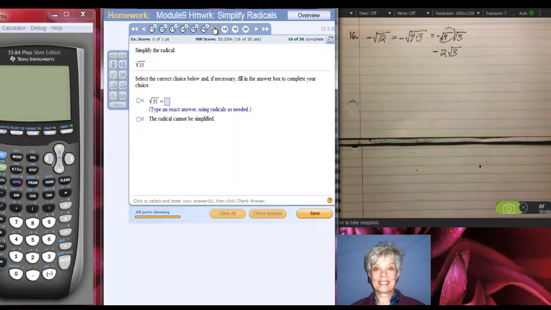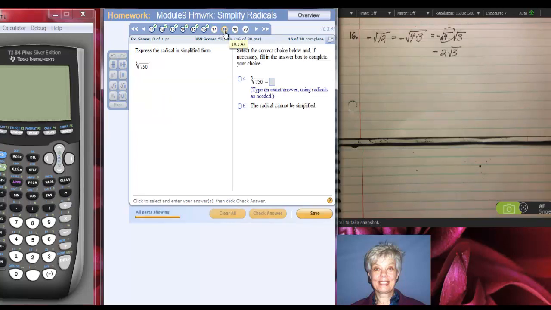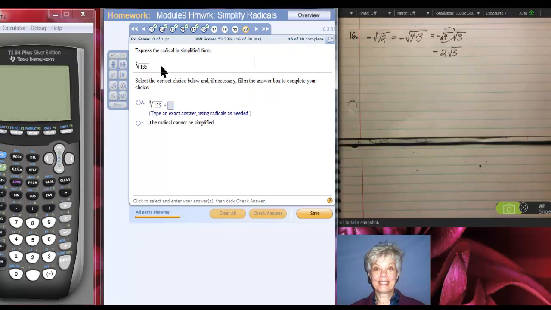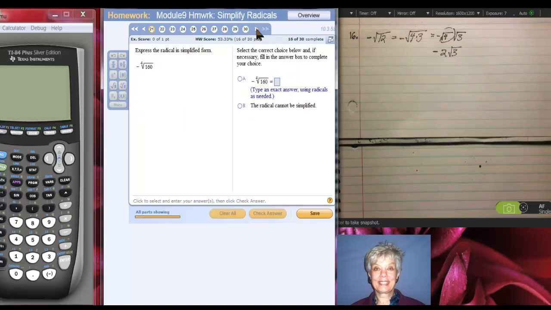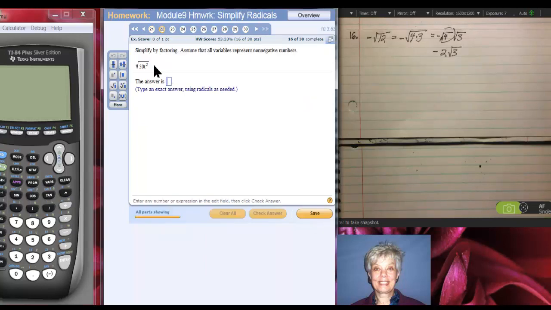17. Same idea. But is it? What does 35 break down into? I will let you figure that out. The cube root of 750. Work on it. The cube root of negative 80. You're allowed to have a negative under the radical when it's a cube root. So work on it. And 20. Work on that. 21. Work on that. 22. I'm going to take a break. And we're about to start working on letters. I'll be back. I hope you'll be back too.